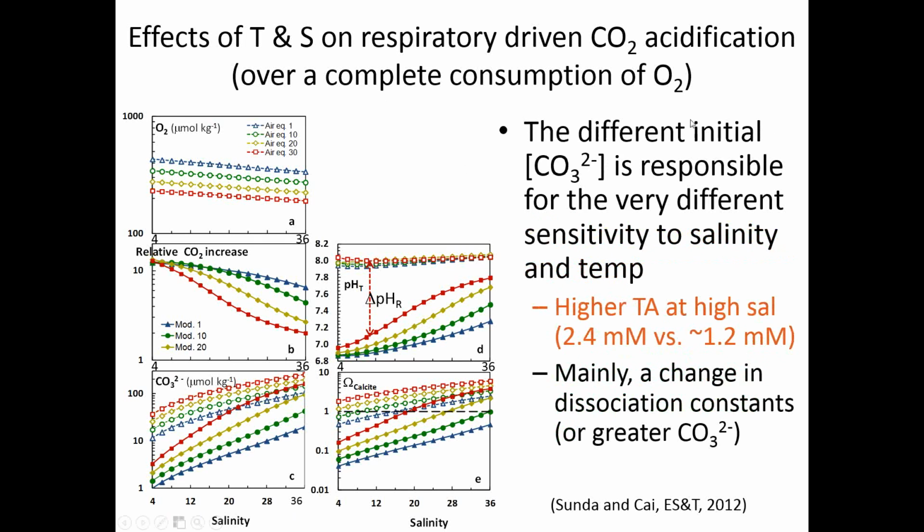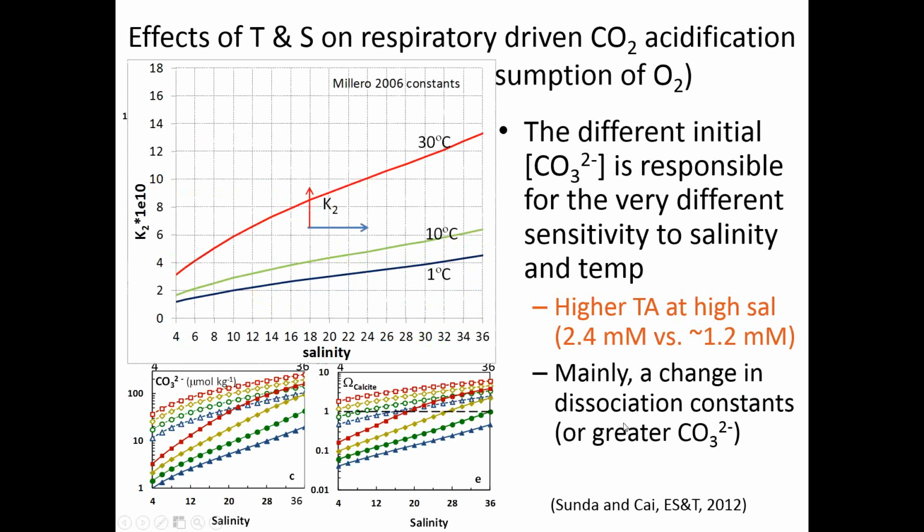So here the big difference in this different initial carbonate is really responsible for the very different sensitivity to salinity and temperature. Of course, because our river has lower alkalinity, and at high salinity you have high alkalinity, then really the most important is the change in the dissociation constant K2, which is the dissociation of bicarbonate into carbonate. So at a higher temperature and higher salinity, more bicarbonate is dissociated into carbonate. So the system has a much higher buffer capacity. All right.